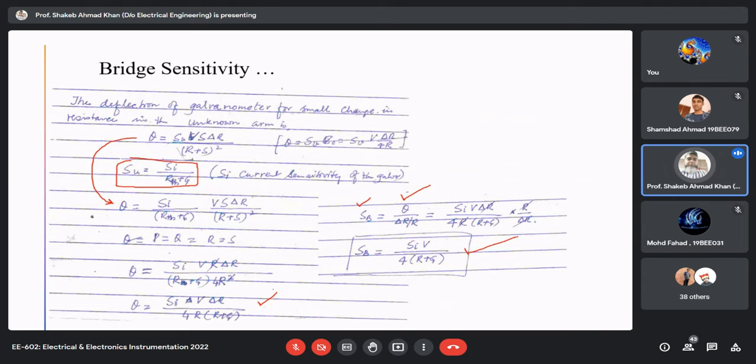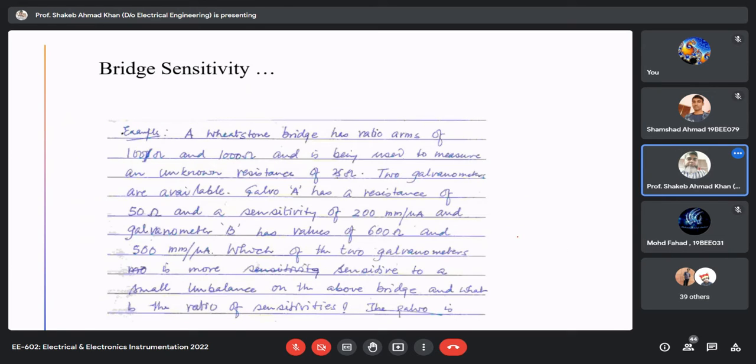Now I'm going to give you one numerical example. Then you will be able to find out the significance of the discussion that we have made, and whatever outcome we got in terms of the bridge sensitivity expression. What is its utility, you will understand well. So this is the expression, and this is the example. You go through it. I want everybody to read it once and try to understand what is written here. Then I'll make you understand.